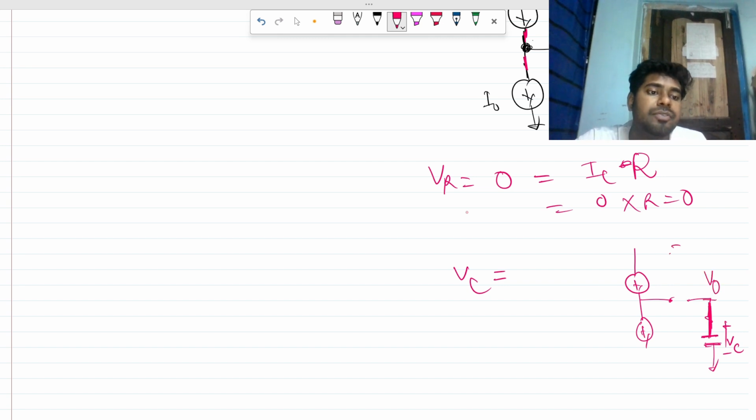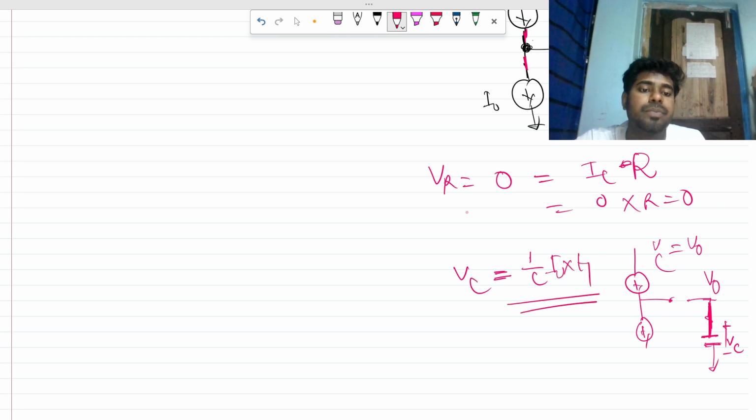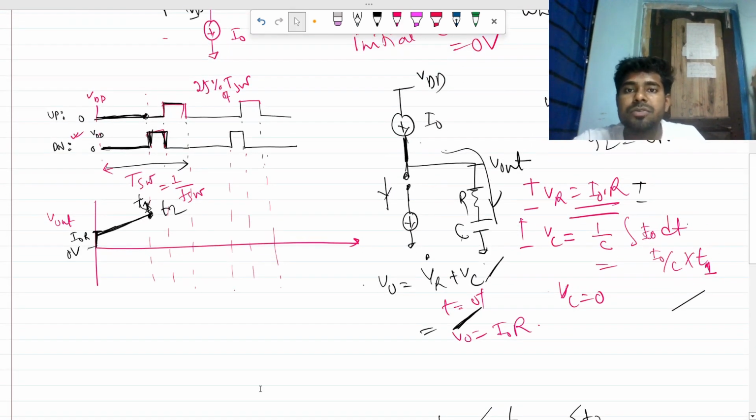So your V out becomes VC, and your VC cannot change, it can hold its previous voltage. It was previously I naught by C into T1. So it will hold its previous voltage up to T2.